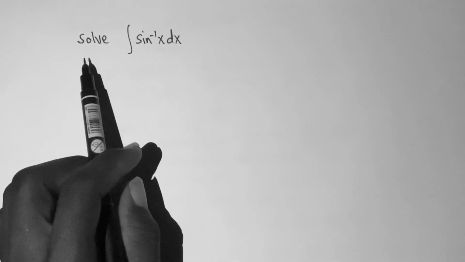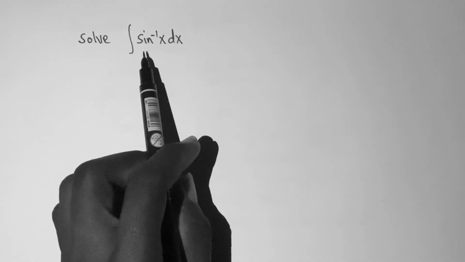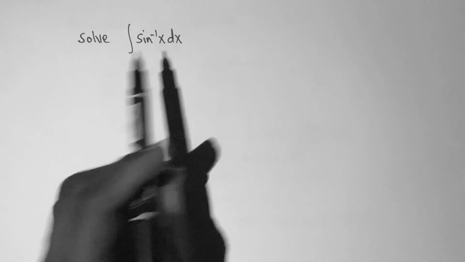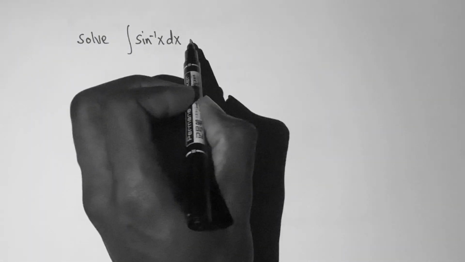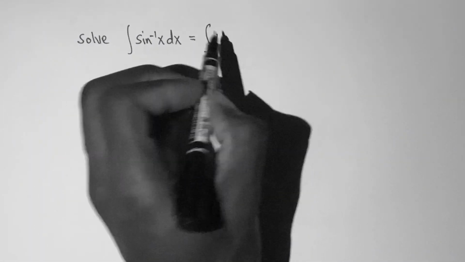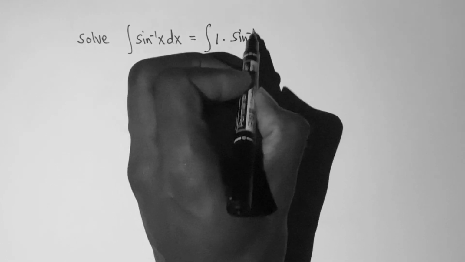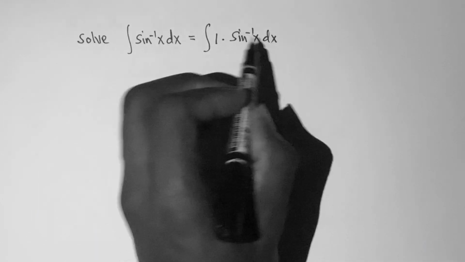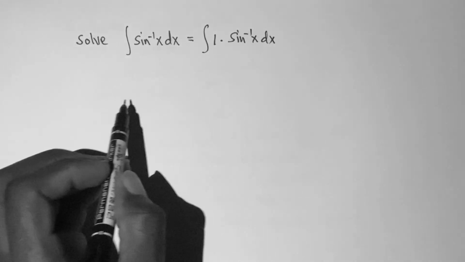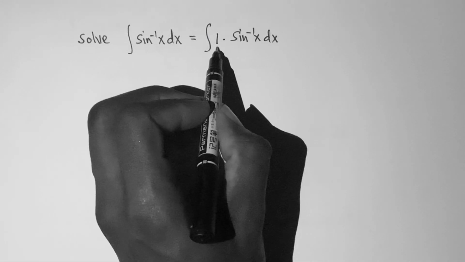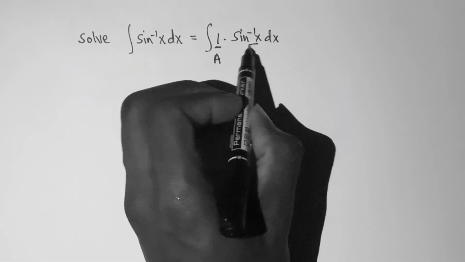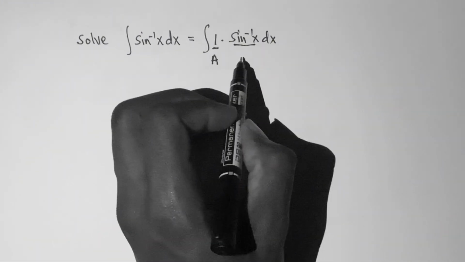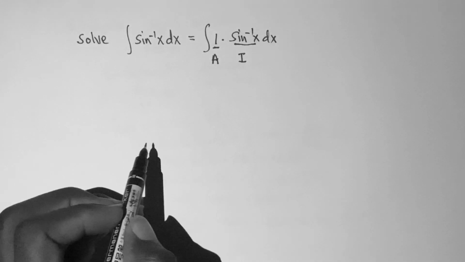So using the same ILATE, let us solve the integral of sine inverse of x dx. Now you can see that this is a product of two functions. Let me rewrite this as the integral of 1 times sine inverse of x dx. Now 1 times sine inverse of x dx is the same as sine inverse of x dx. So you can see that this one is an algebraic function, and then the sine inverse of x is the inverse trigonometric function.